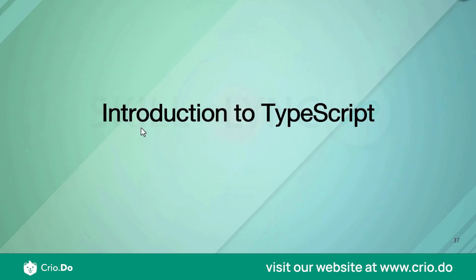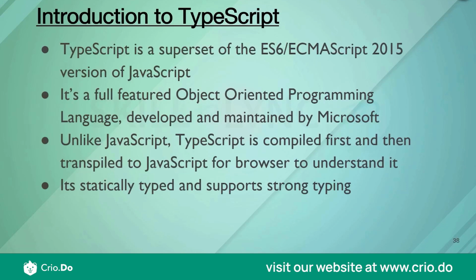So now let's try to understand what TypeScript is. We understood what JavaScript is. JavaScript is the traditional scripting language which is used for implementing web applications, and it has been around for quite some time. So what is TypeScript now? TypeScript is nothing but a superset of the ES6, or 2015, version of JavaScript.